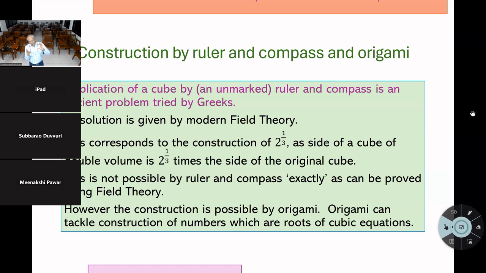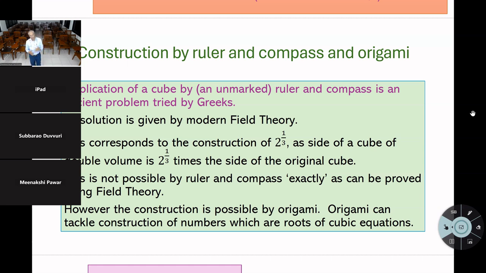How will you achieve 2 raised to 1 third? This modern field theory tells you that you cannot construct this by ruler and compass. This was a problem which was worrying the Greek mathematicians in those times. But if you use origami, then you can construct this thing.